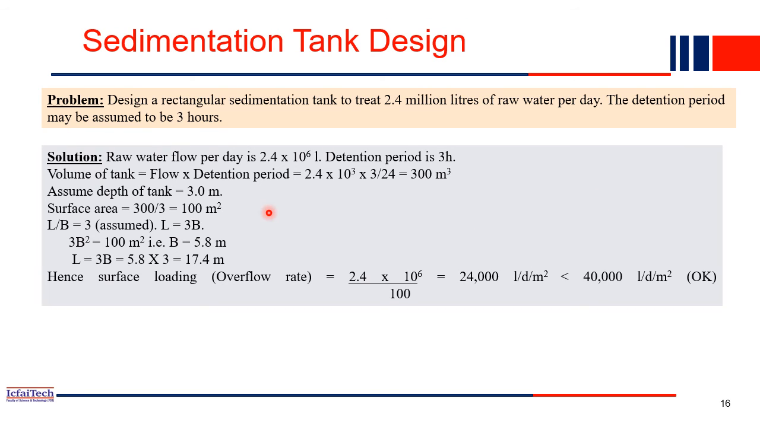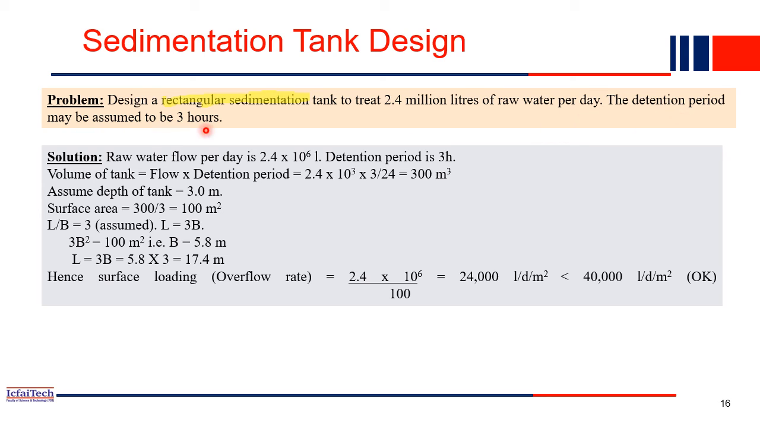So now we'll be solving a problem quickly, that is to design a sedimentation tank. The problem here is: design a rectangular sedimentation tank. It is given that it is rectangular, very important. So it is not circular. It is already given in the question that you have to design a rectangular sedimentation tank to treat 2.4 million liter of raw water.